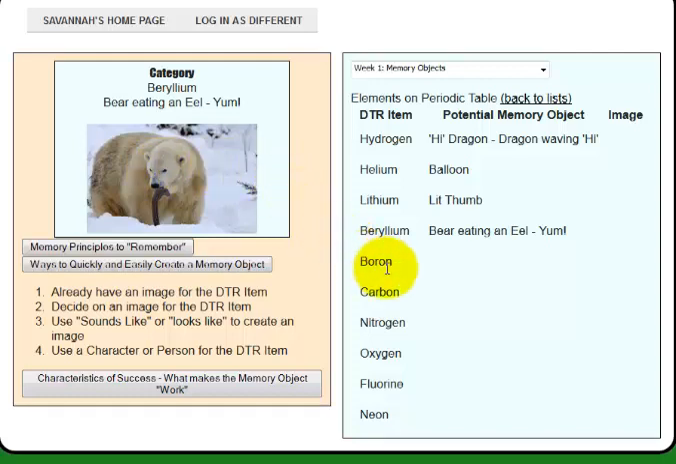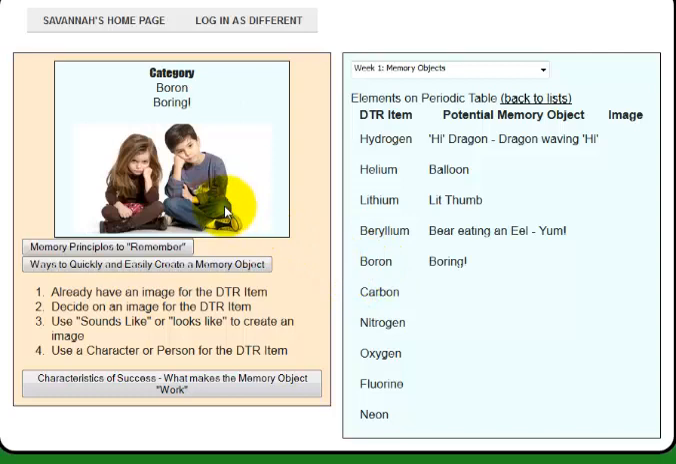All right, next one here, boron. From my perspective, that's number 3 again. Sounds like boring. Okay, so I envision some kid sitting there in a room saying boring. Okay, and if you can think that and picture that in your mind's eye, you're good to go. So this is the image I got, sort of boring.